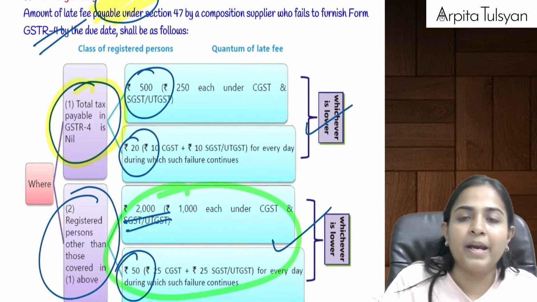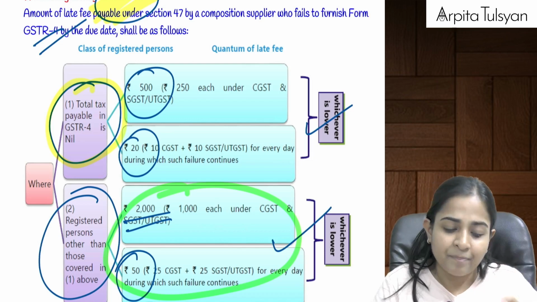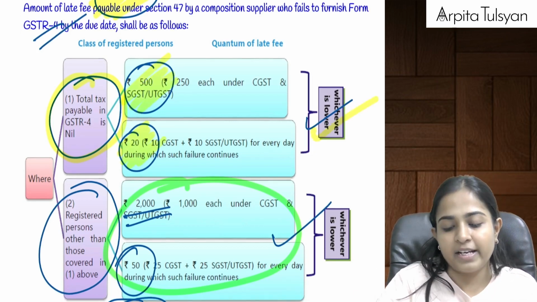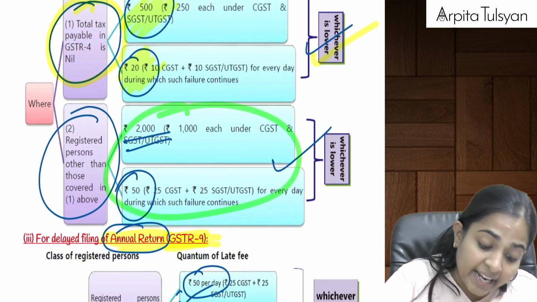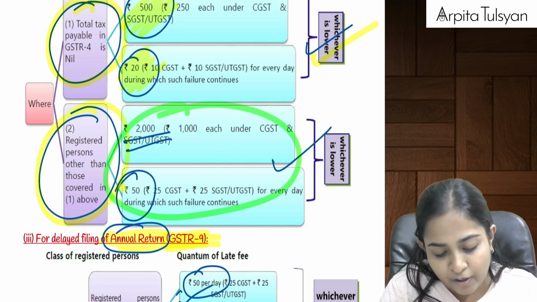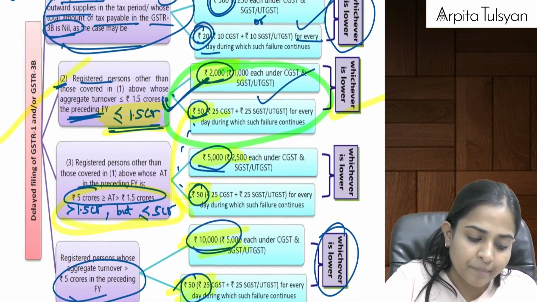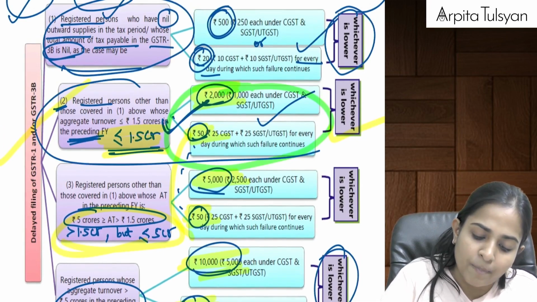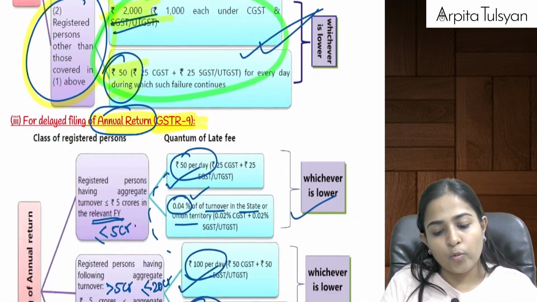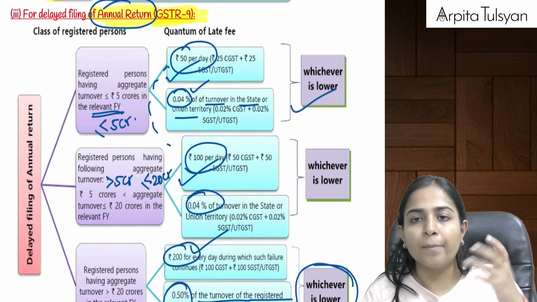was no tax payable, then a small penalty. How much was that small penalty? Small late fee, 20 rupees per day or 500 rupees, whichever is lower. Okay, if there is some tax payable, other cases, then normal penalty, 50 rupees per day or 2000, whichever is lower. Normal means this one, 50 rupees per day or 2000, whichever is lower, that will be applicable on the composition dealer. Okay, next, last complicated provision.